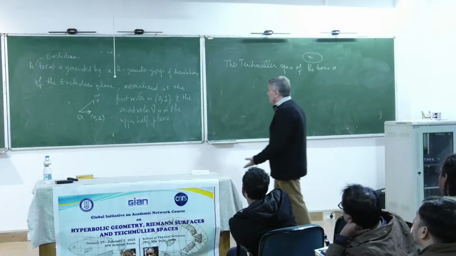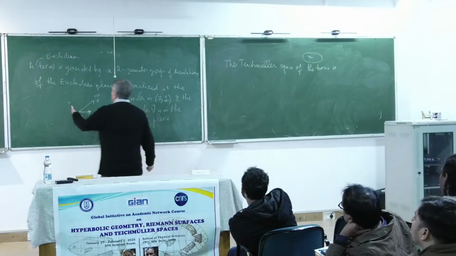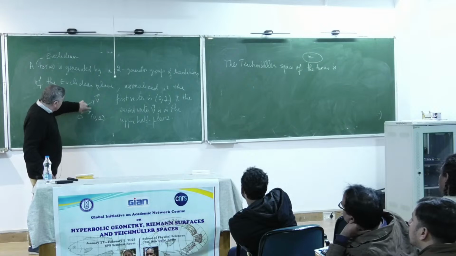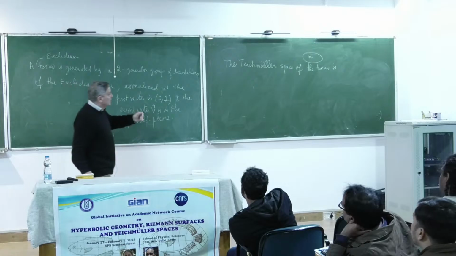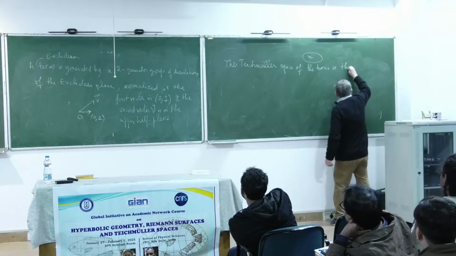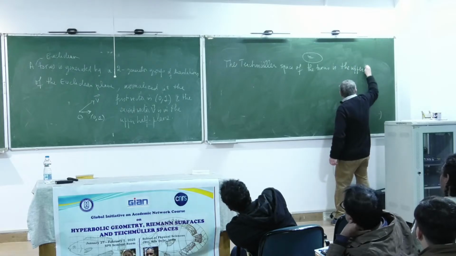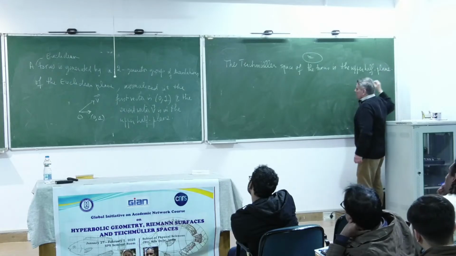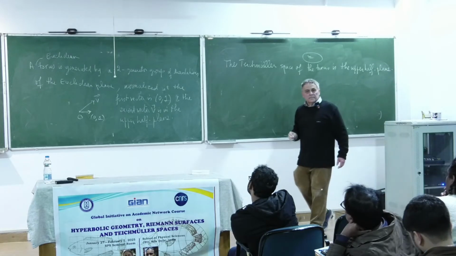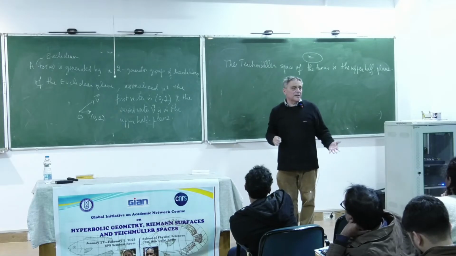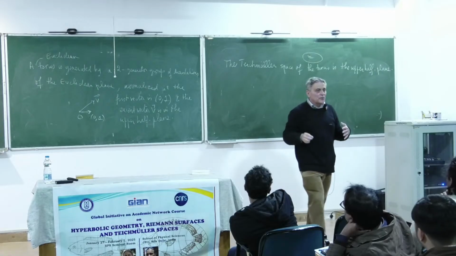Your friend here said it's the upper half plane, because I said that the Euclidean torus is generated by some group action. This vector is fixed, and the other vector moves in the upper half plane. The Teichmüller space is the upper half plane. So what is special with the upper half plane, in fact? Why do I care about the upper half?